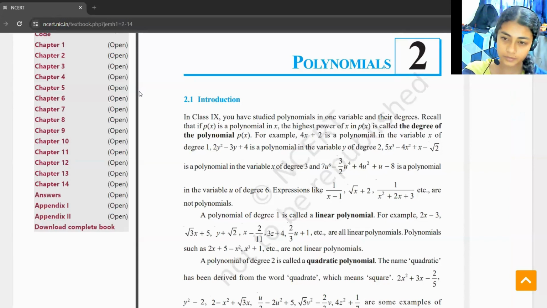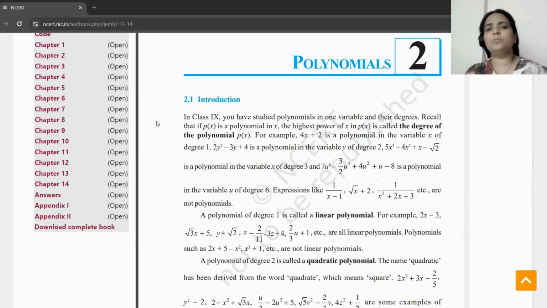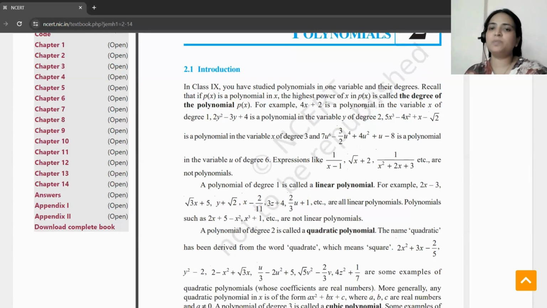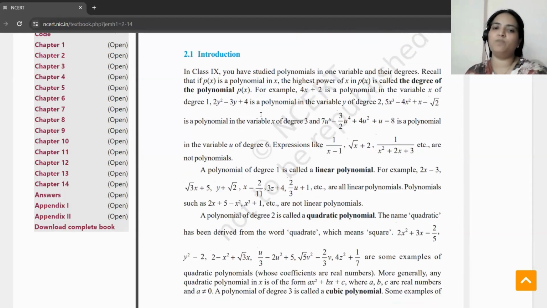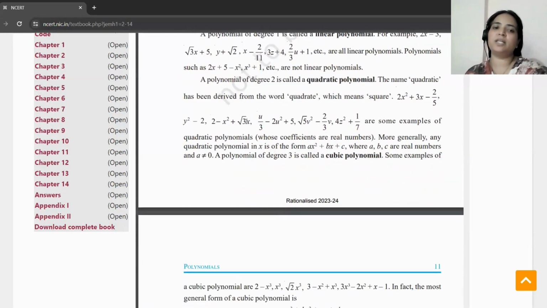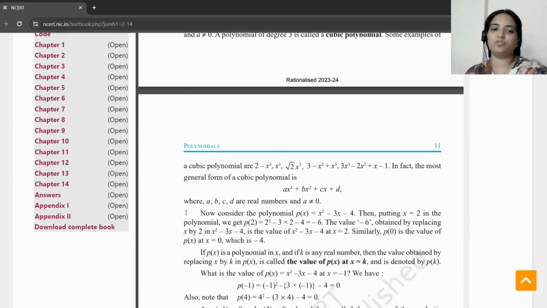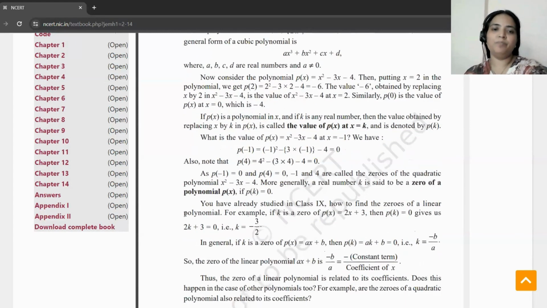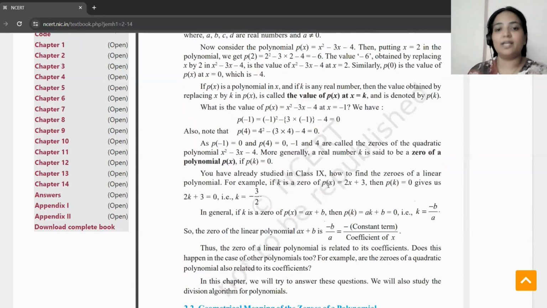Okay, so we have quickly discussed a little about polynomials, refreshed the memories of ninth grade. And now let us move ahead. The first page tells us about degree of polynomial. We have already discussed linear, quadratic, cubic polynomials. There are examples written for it. Now, the next thing written here is the value of p of x at x equals to k is denoted by p of k.